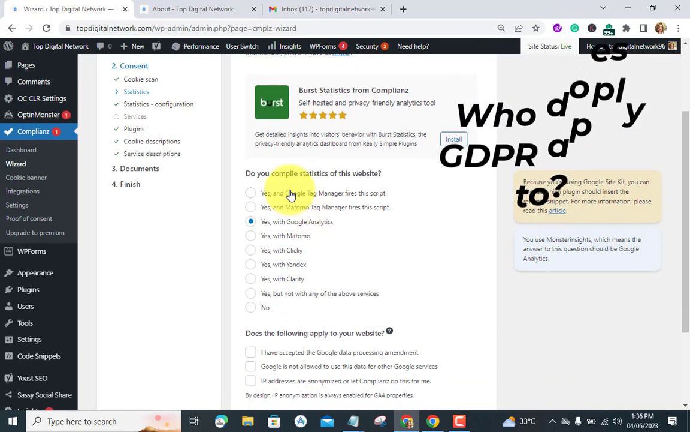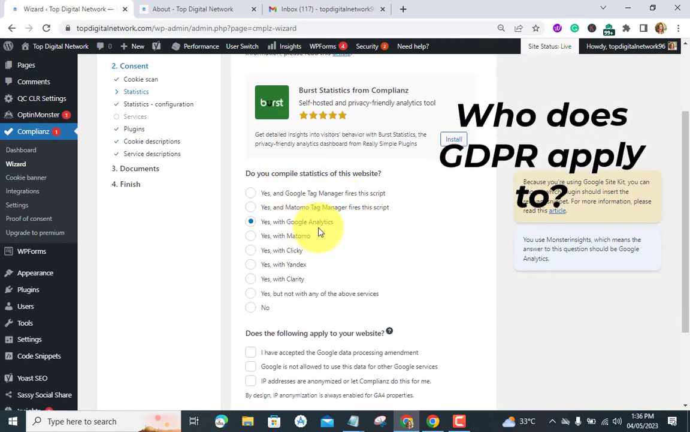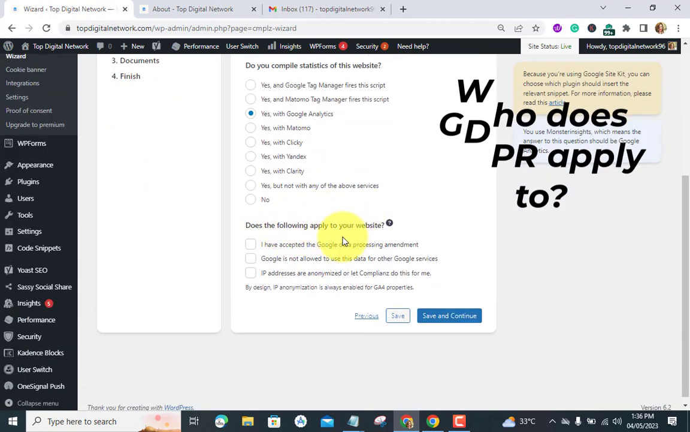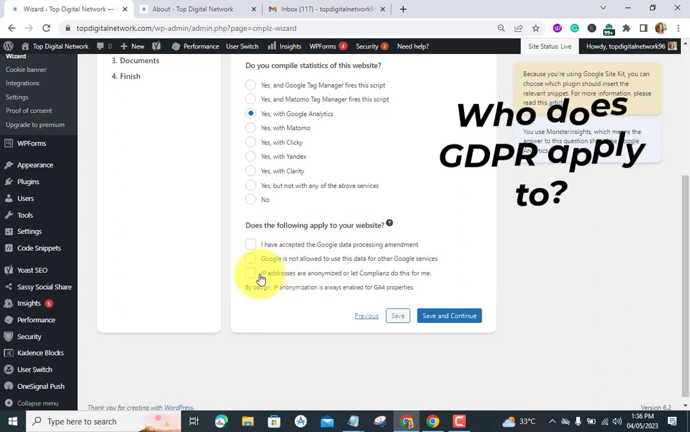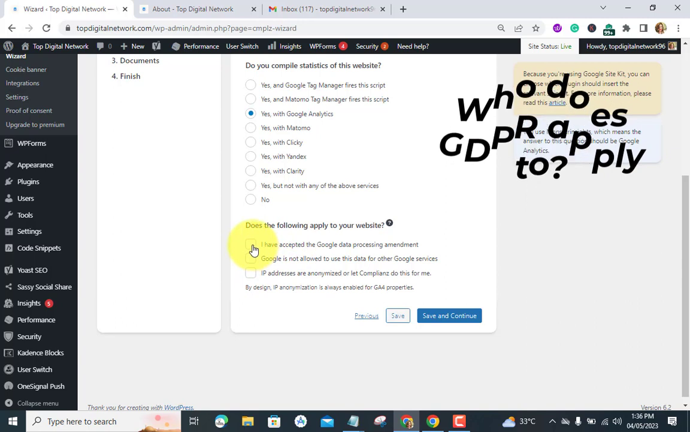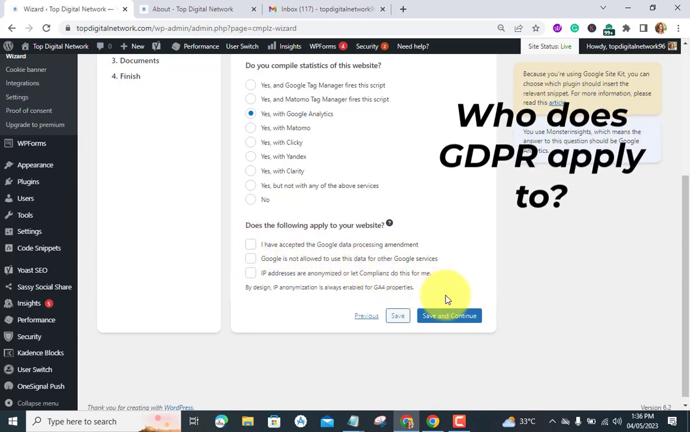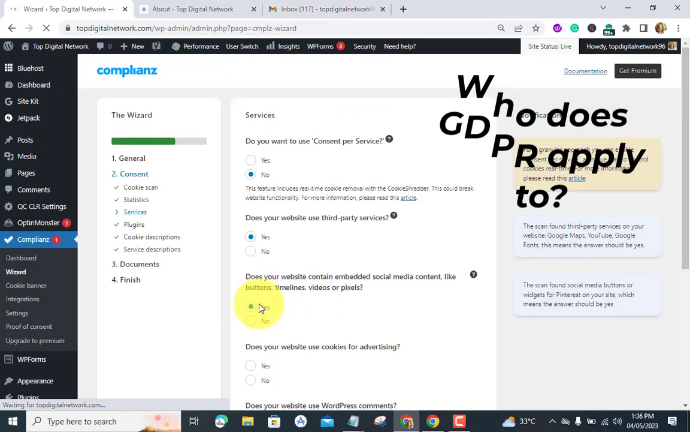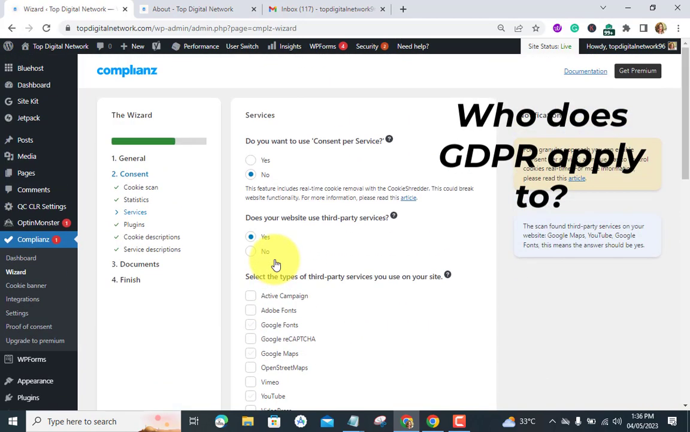Who does GDPR apply to? The GDPR applies to any organization that processes personal data of individuals located in the European Union, regardless of where the organization is located. This includes: 1. Organizations based in the EU that process personal data of EU citizens. 2. Organizations based outside the EU that process personal data of EU citizens, including those offering goods or services to EU citizens or monitoring their behavior.